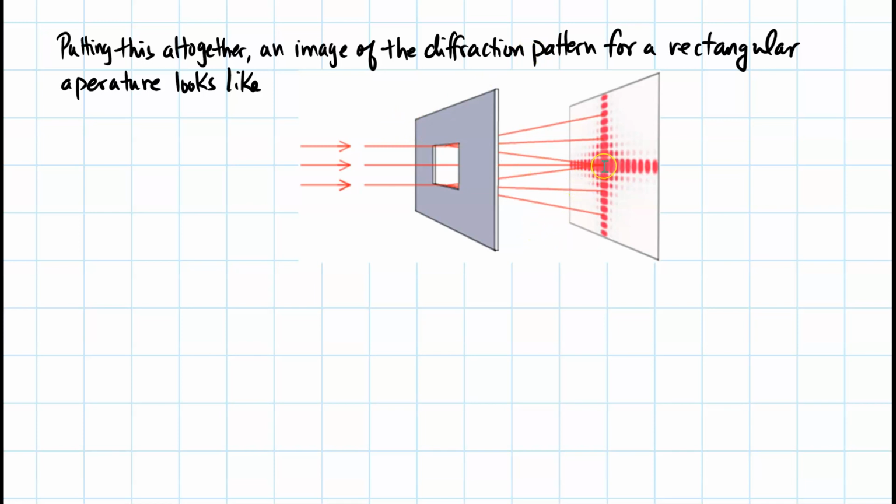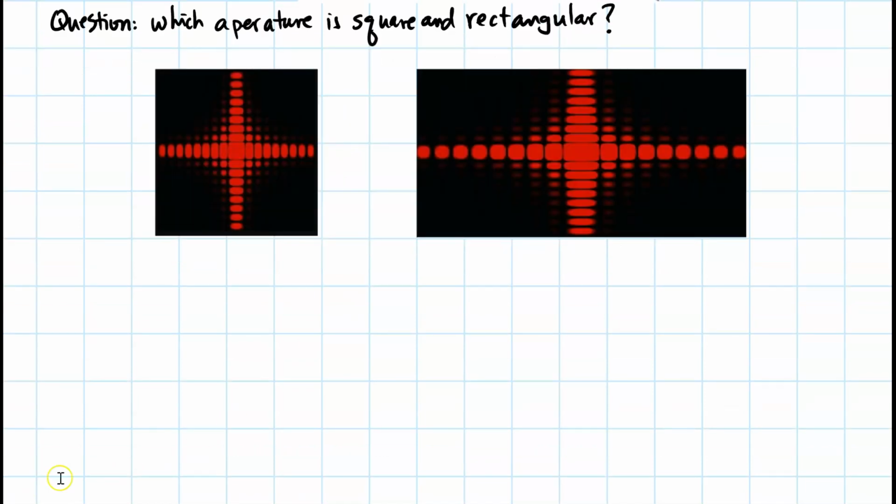What you're seeing here is a bright maximum in the center because both slits are contributing to the central maximum. Then I get the vertical pattern due to the horizontal slit, and due to the vertical slit, I get the horizontal pattern. Question: from these two images, which aperture is square and which one is rectangular?